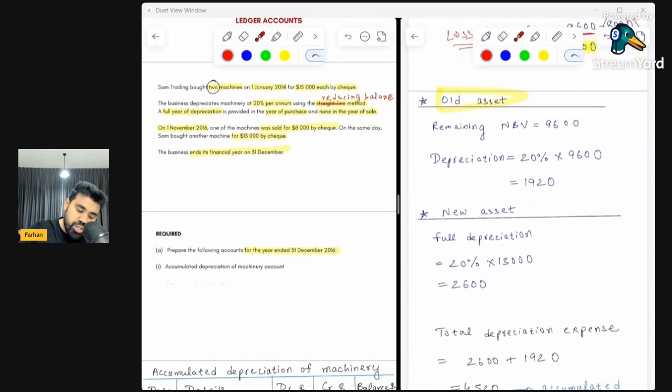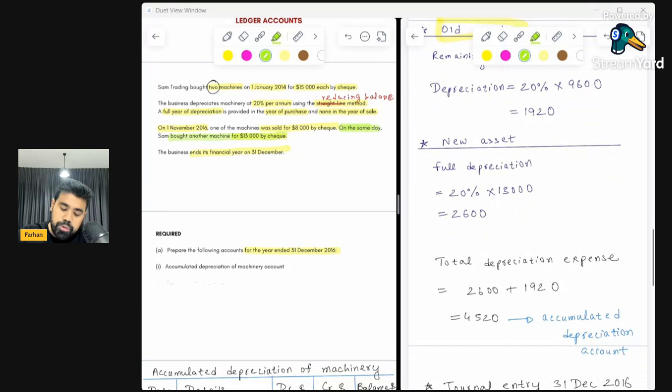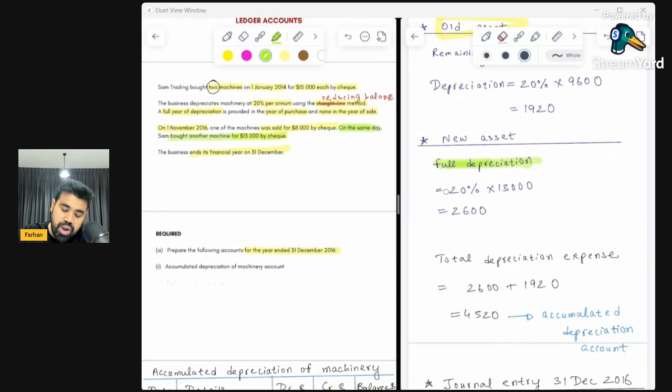If you read the question again, which I'm just about to highlight in green, on the same day, which is 1 November 2016, another machine was bought for $13,000 by check. Now, based on the company policy, a full depreciation is applied in the year of purchase for new assets. So how do we apply a full depreciation? Use the given rate of 20% and multiply it with the cost of $13,000, which gives us a full depreciation of $2,600.